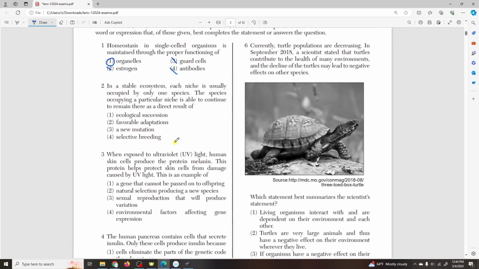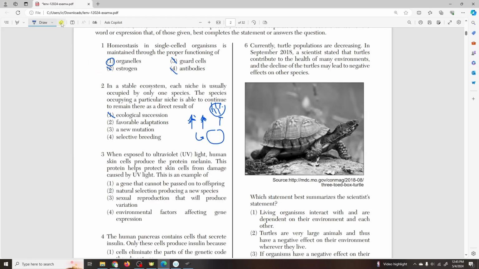So number 2 says, in a stable ecosystem, each niche is usually occupied by one species. The species occupying a particular niche is able to continue to remain there as a direct result of what? Well, ecological succession is wrong because ecological succession refers to starting a new environment. So for example, if you had a big forest that all of a sudden went up in flames and burned down, and then it turned into a plot of dirt, and then over time grass started growing on that dirt, that would be ecological succession, right?